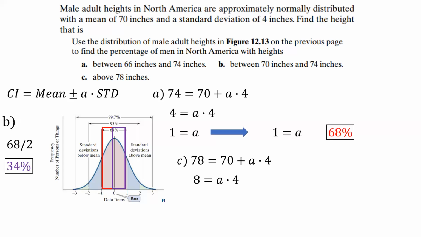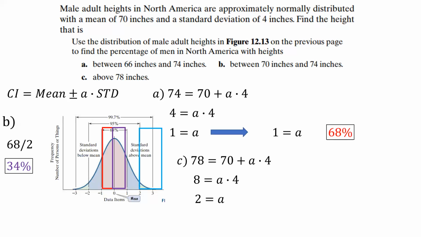78 minus 70 is 8. Divide both sides by 4, I get 2. So I know that 78 is 2 standard deviations away from my mean. Now, if I look at the region that is 2 standard deviations away from my mean, I know this blue box is now what I'm describing. It's everything above 2 standard deviations away from my mean.